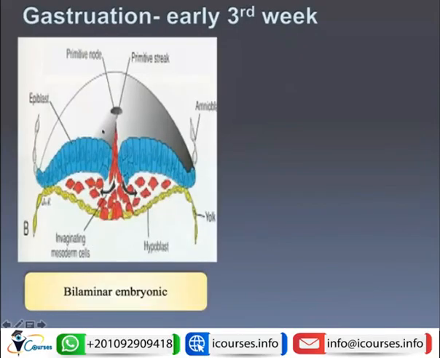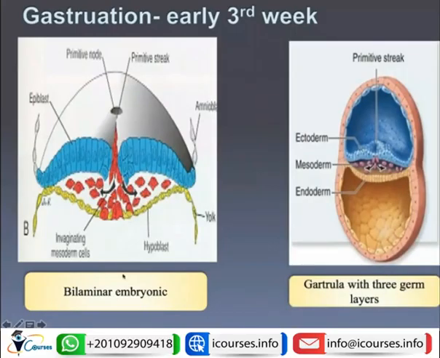We have a cross section here in the developing embryo in the bilaminar disc, after development of the epiblast, the hypoblast, and the primitive streak. So we can see that this is the bilaminar disc that will transform into a trilaminar disc, with the endoderm, ectoderm, and the mesoderm. So how can this occur?